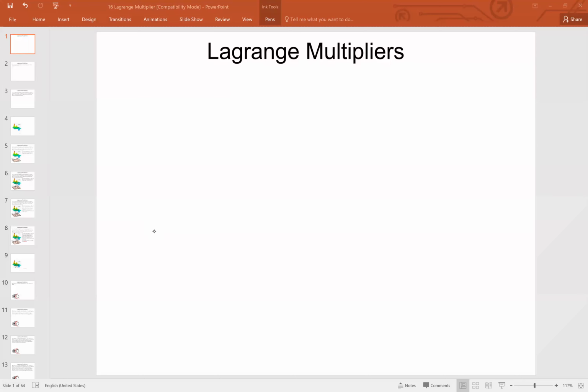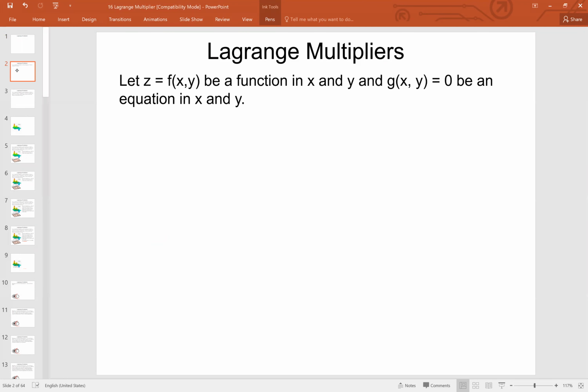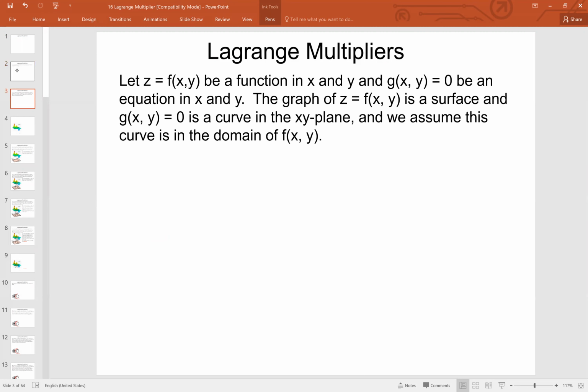Hello everyone, this is Professor Ma, and this is the introduction to the section on Lagrange multipliers, which is another application using the gradient, del, partial x, partial y. So the basic Lagrange multiplier is an optimization problem, that is, find the highest and lowest values.